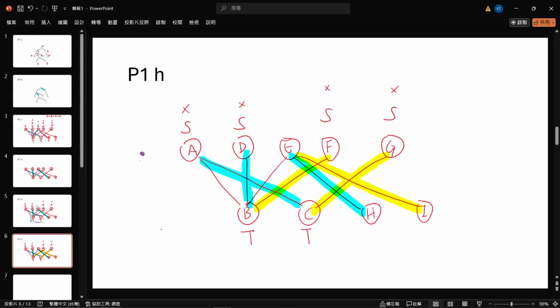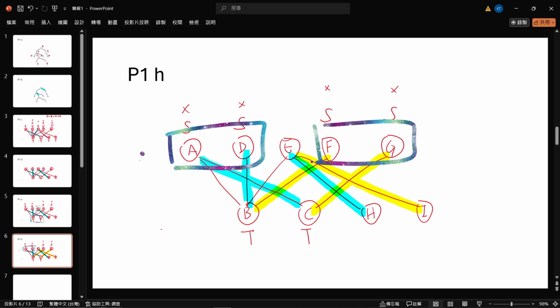Recall that to find the maximum independent set, we just take the complement of the vertex cover. The vertex cover we have is B, C, and E, so the independent set is these 6 vertices. You can see that this is an independent set because you cannot find an edge connecting any 2 of the chosen vertices. For example, G and I are not adjacent. F and H are not adjacent. D and F, A and G are not adjacent.